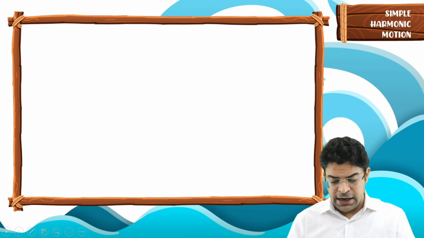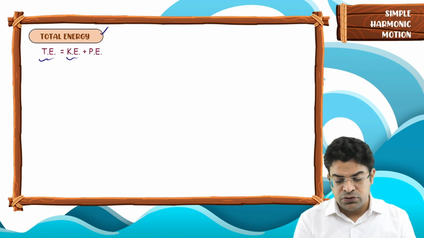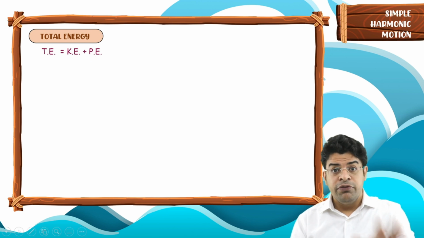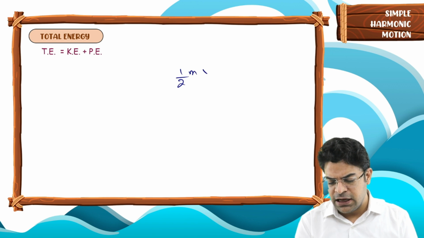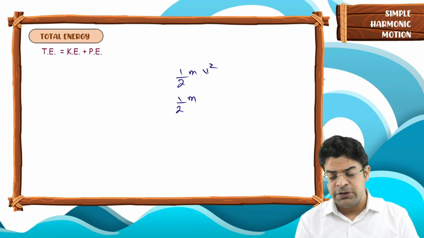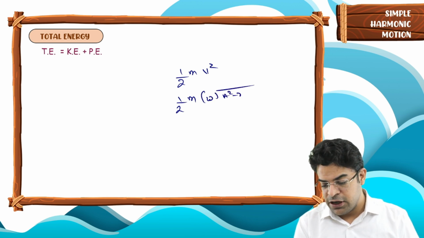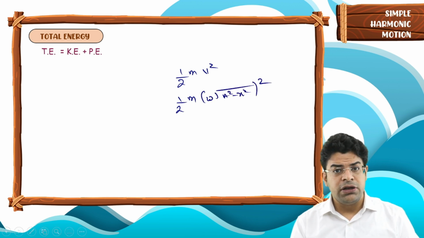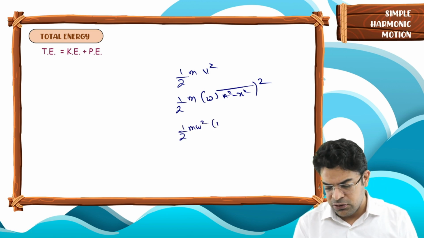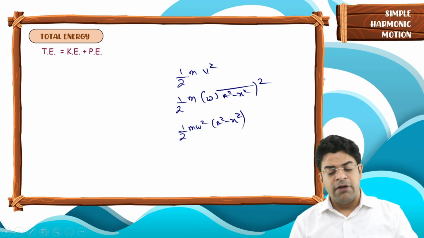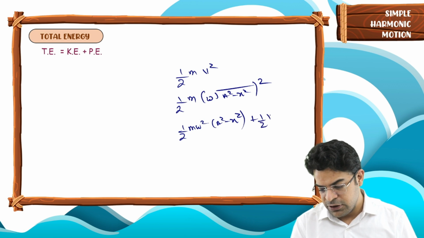We can even write total energy as a function of position. So we know that total energy equals kinetic energy plus potential energy. Writing kinetic energy as a function of position is very easy. Kinetic energy is half m v squared, and for any displacement x from the mean position, we can write speed as omega times the square root of a squared minus x squared. So the kinetic energy for any position x is half m omega squared times (a squared minus x squared). We have already learned the potential energy for any position x, which is half k x squared.